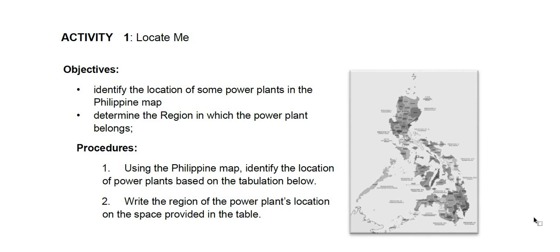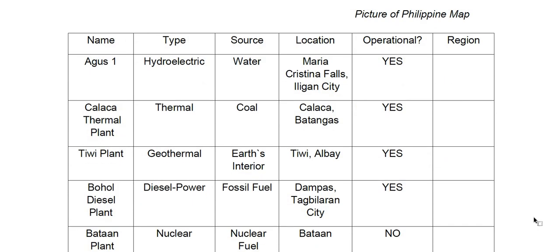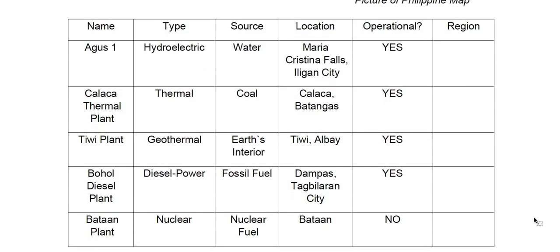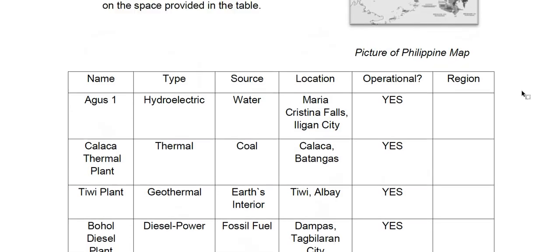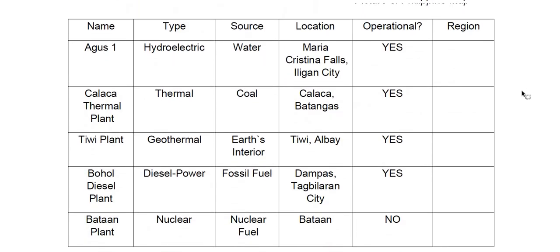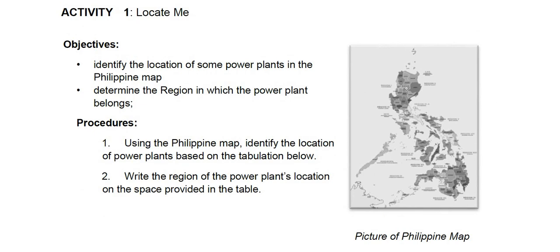Okay, so what you're supposed to do is to research. Research kung saan banda ang mga areas na to, yung Maria Cristina Falls, Iligan City, Calaca, Batangas, TV Albay, Dampas, Tagbilaran City, and Bataan. Because it is in these places where you find these power plants. And then you also have to indicate yung region kung saan sila nabibilang. Okay, so kung region 1 ba yan, region 2, and so on. Okay, so you just have to put the region here, complete the table, and then identify by putting a dot on the map kung saan sila banda.